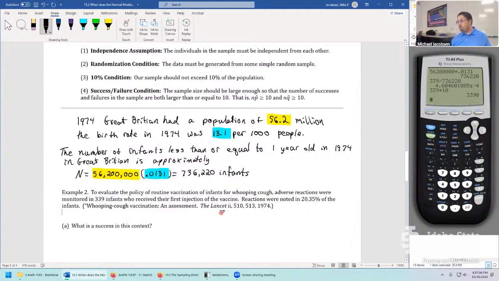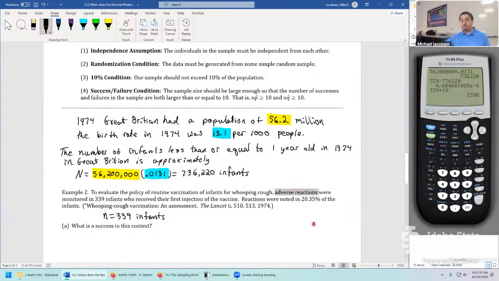The major thing is to check if all these conditions are met. But the first thing we need to do is determine what is a success in the first place. We have 339 infants, so that's the sample size. N is 339 infants. This is evaluating the policy of vaccination in infants for whooping cough. And we're told adverse reactions were monitored in 339 infants.